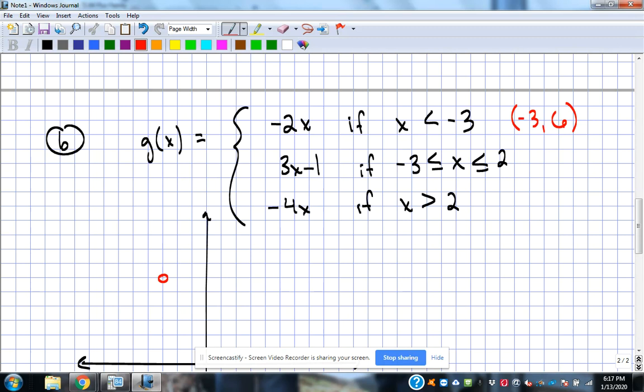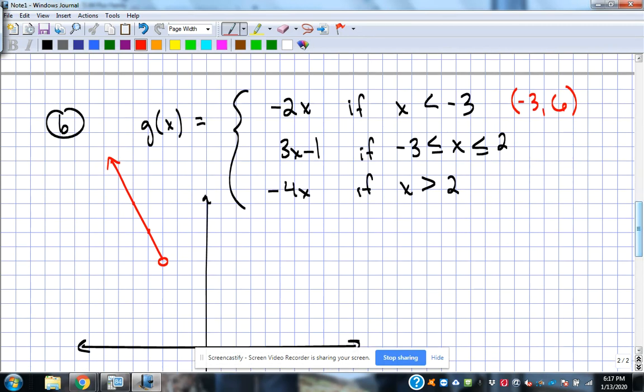All right. Now, the next thing to do is get the rest of that graph for that piece. So negative 2x, I need all the x's that are less than negative 3, so that'd be like negative 4. If I plug in negative 4 for x, negative 2 times negative 4 is positive 8. So that's going to be up here. Notice that that follows the negative 2 slope, and that makes a straight line. So there's my first piece of my piecewise defined function. 1 down, 2 to go.